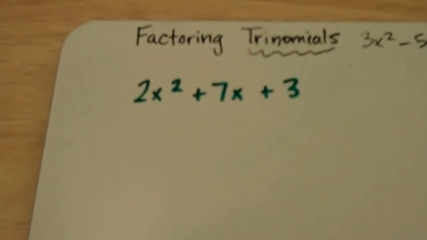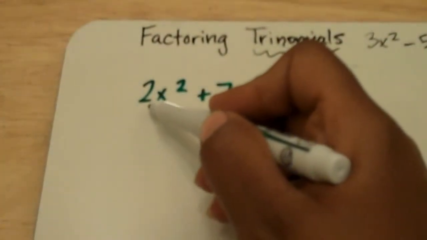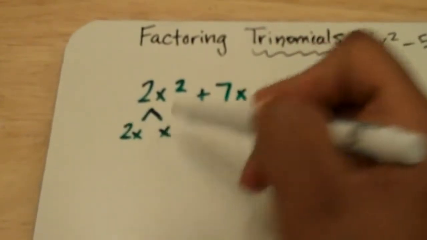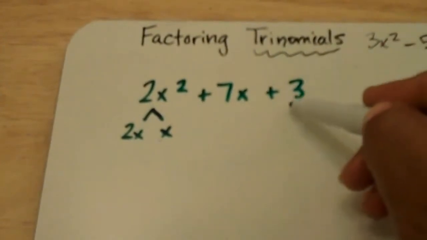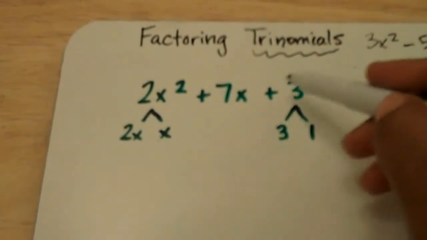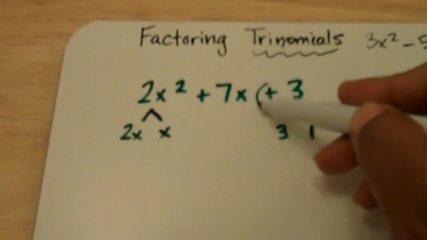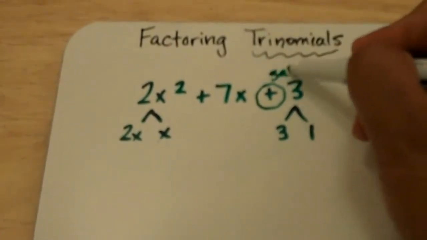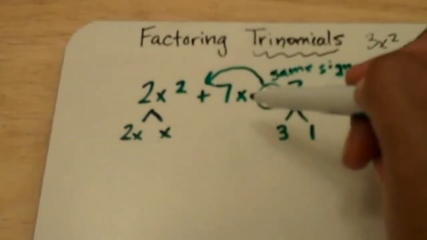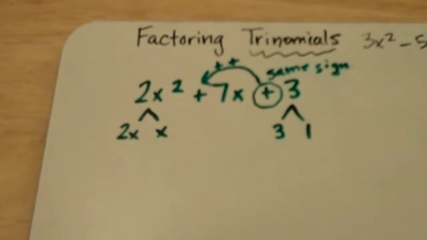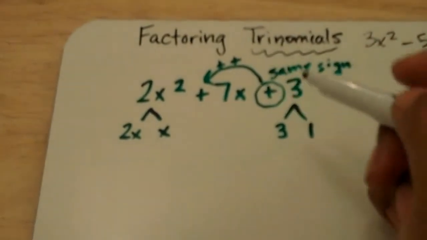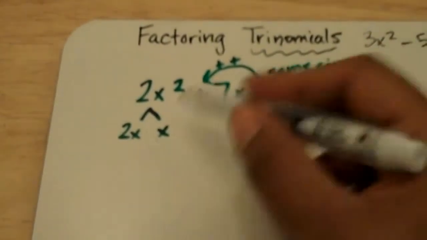So first of all, let's look at what we have here. For the leading term, we have 2x squared. The only thing that we can multiply to get 2x squared would be 2x and x. Here we have 3, which is prime. The only thing that we can multiply to get a 3 would be 3 and 1. The sign here is positive, and a positive sign means it's going to be the same sign when we factor. The middle term is positive, so we're going to have a double positive. Now, what we're going to do here is a special unique way that I learned the other day of how to figure this out.